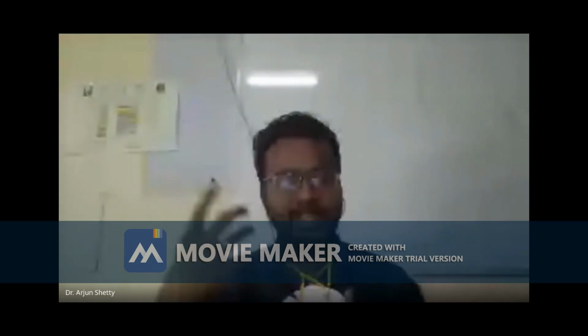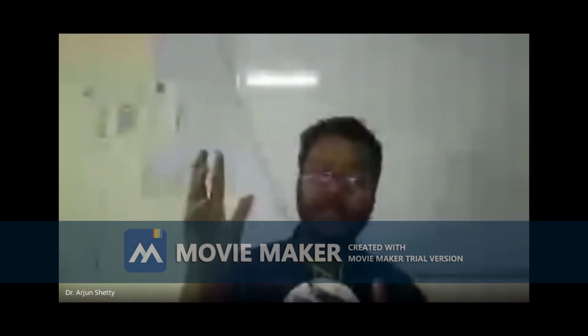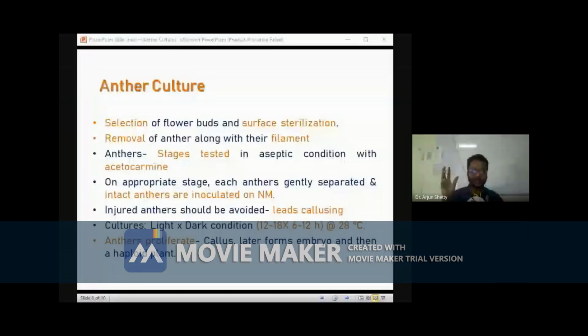These calli may go for production of, okay, we'll tell you the limitations in the next slide. So usually putting those injured anthers may lead to the formation of a greater amount of callus.